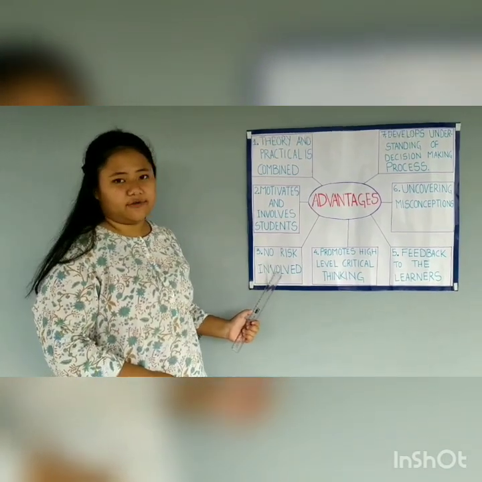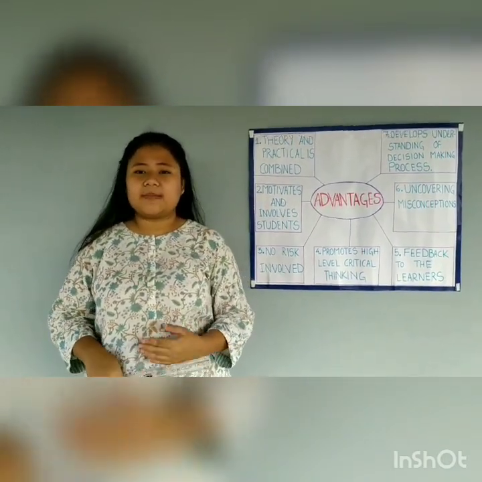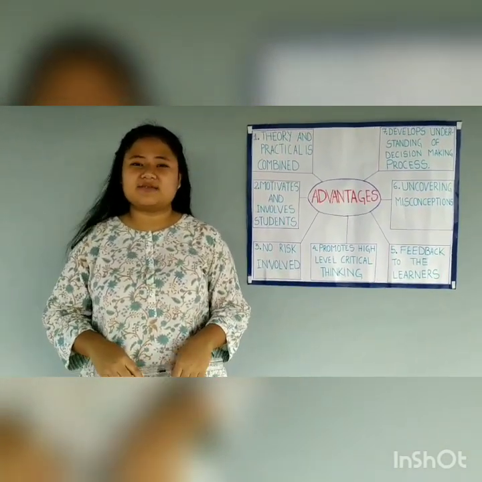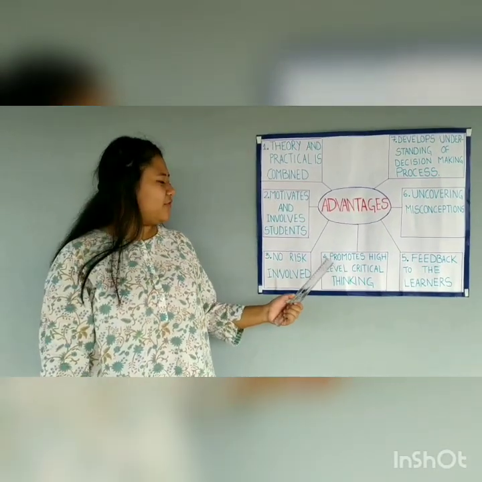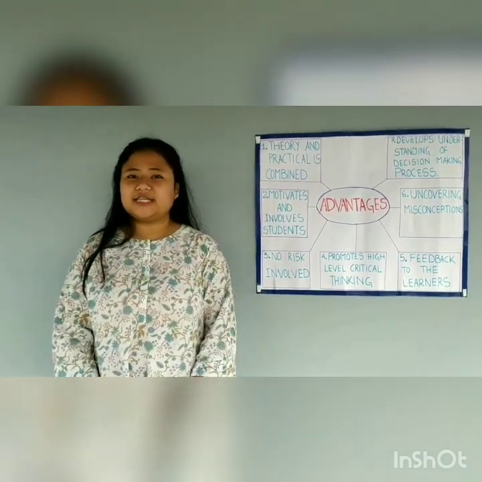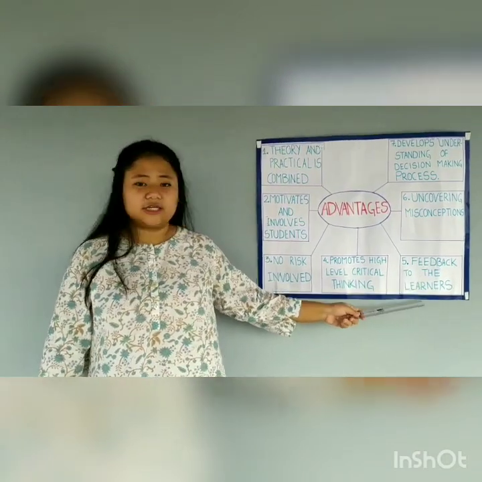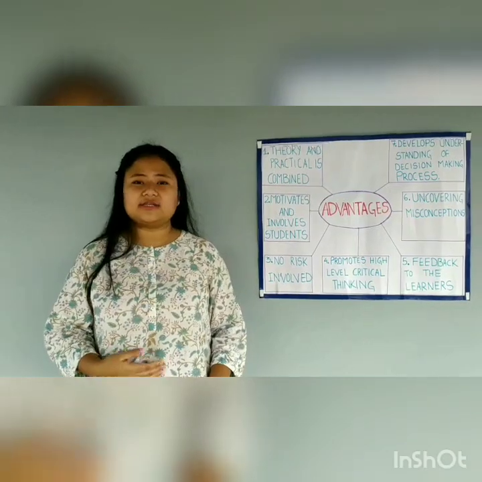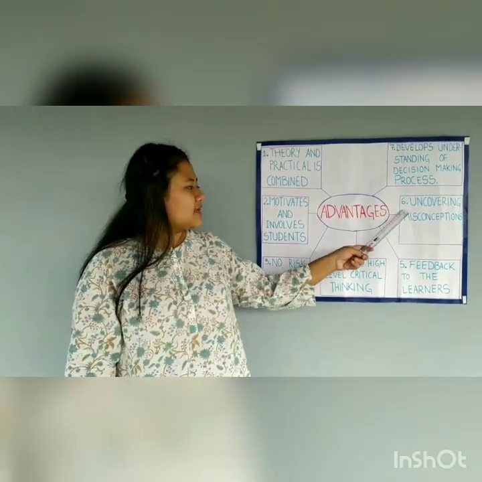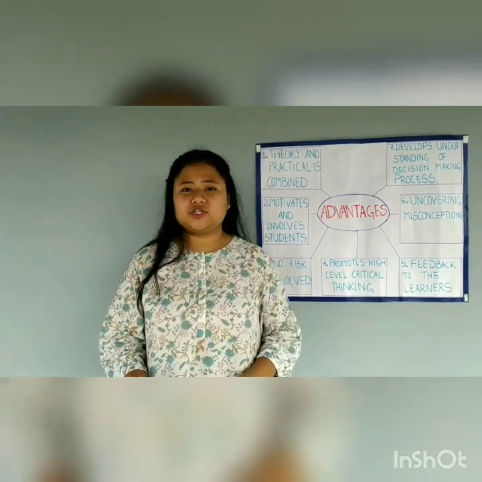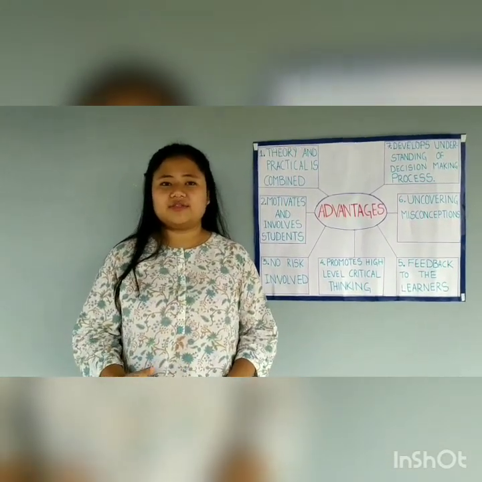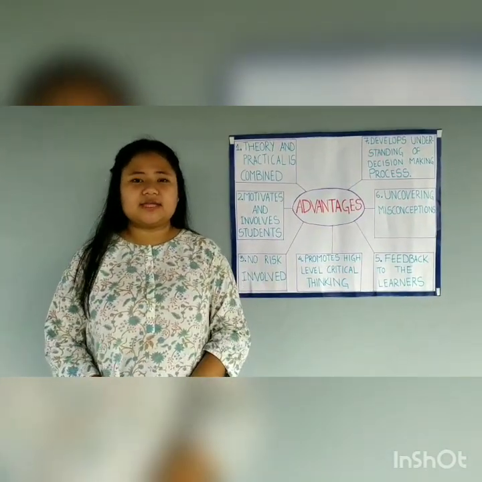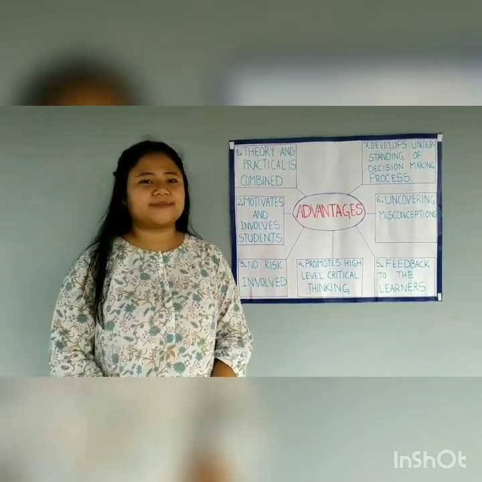Number 3, no risks involved. The decisions are made and carried out without physical or psychological harm to the children or school as a result of practice teaching. Number 4, promotes high-level critical thinking. Number 5, feedback to the learners. It provides feedback to the learners on the consequences of actions and decisions made. Number 6, uncovering misconceptions. It enables teachers and learners to assess the realism of the situation by uncovering misconceptions. Number 7, develops in the students an understanding of the decision-making process.